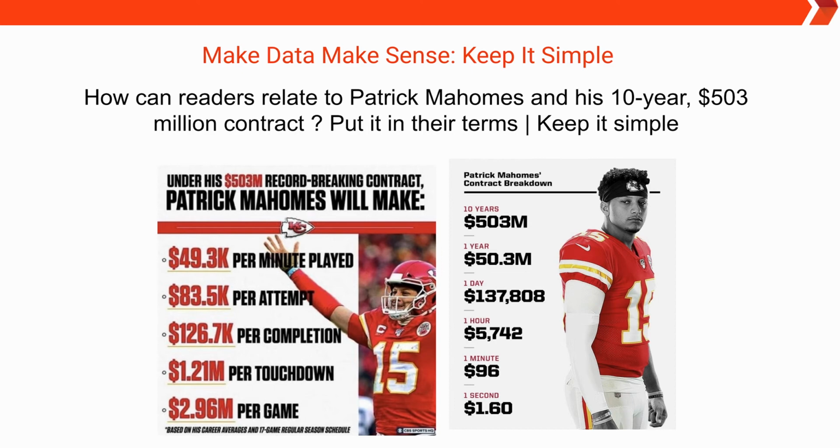And both media outlets took different approaches. ESPN on the right applied it to time. Over 10 years, he gets $503 million. That's $50.3 million a year, although his signing bonus skews that a little bit, but they just did a raw average of it. Per day, so they took 365 days times 10 years, divided it into $503 million. This guy's making $137,000 a day. Per hour, they applied 24 hours to that one day. He's making about $5,800 an hour, $96 a minute, and every second he takes half a breath, he makes $1.60.